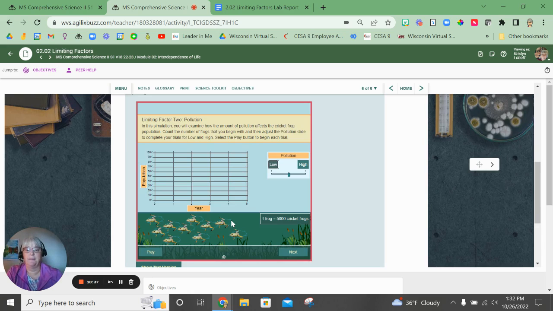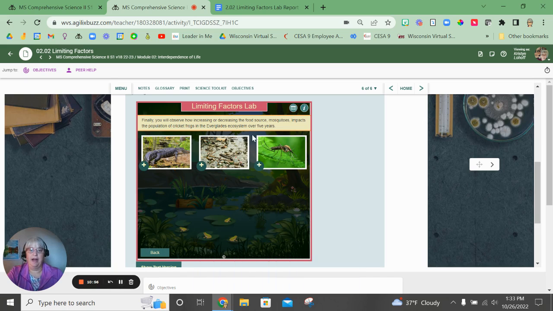Select Begin to Start. So if we count 1, 2, 3, 4, 5, 6, 7, 8, 9, 10, same as last time. Adjust for low pollution, run the test, record your results, run for high pollution test, and record your results. All right, I have finished collecting my data. Make sure you're watching the graph line so that you can describe what happened.